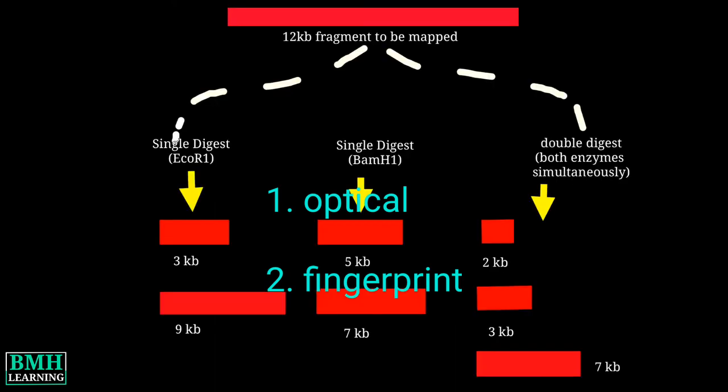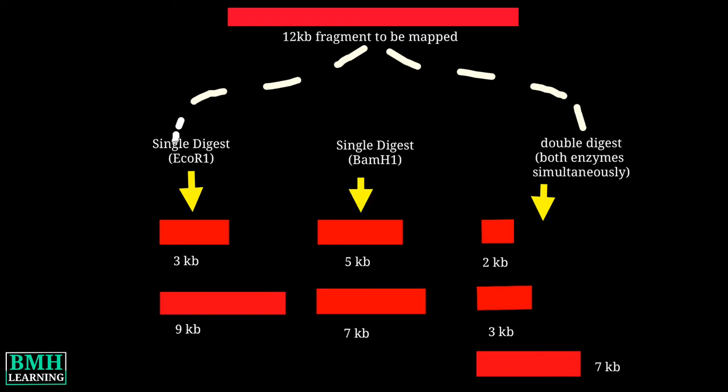One common method for constructing a restriction map involves digesting the unknown DNA sample in three ways. Here, two portions of the DNA sample are individually digested with different restriction enzymes, for example, EcoR1 and BamH1. And a third portion of the DNA sample is double digested with both restriction enzymes at the same time.